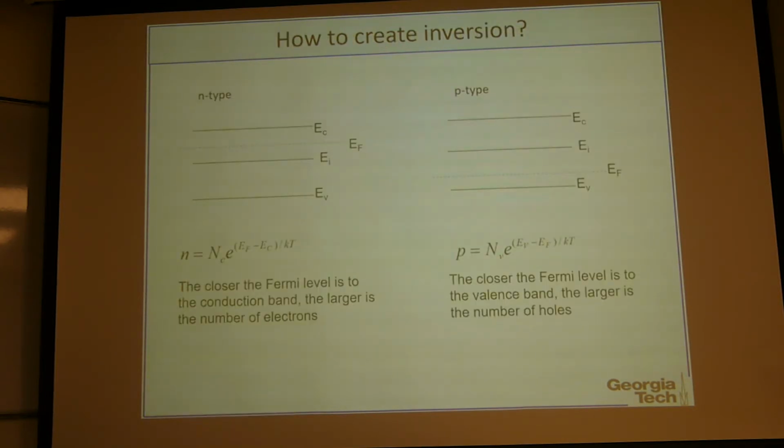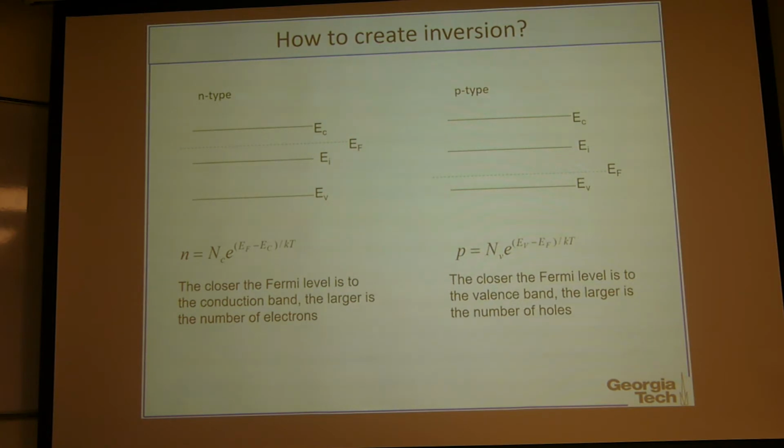Okay, so this is the bond model, but we really like the band model. Let's look from the band model point of view at how to create inversion. This is a quick review, and this is a band diagram for the N-type semiconductor. And you know the EF is close to the EC. And then this is the P-type semiconductor, where the EF is close to the EV. And here, this is the equation to calculate the electron density for the N-type and the hole density for the P-type.